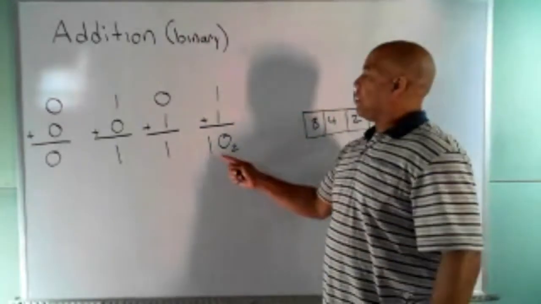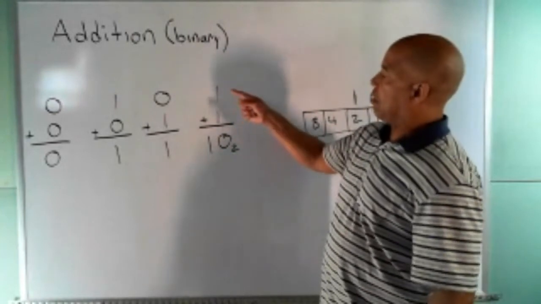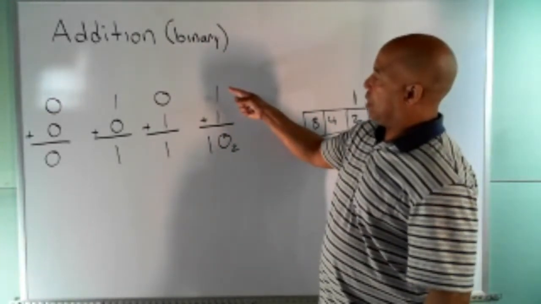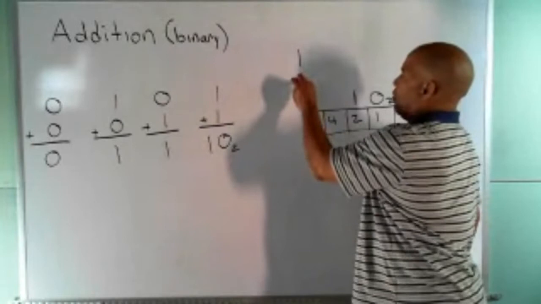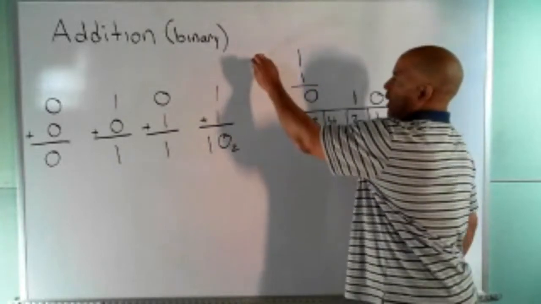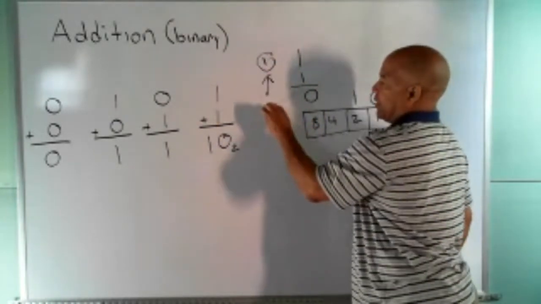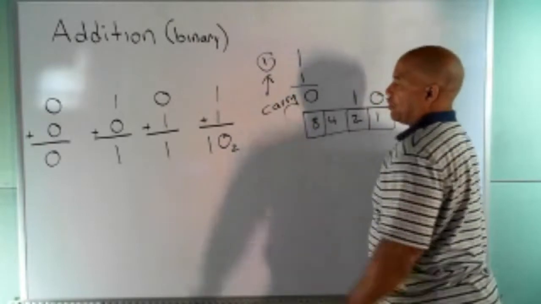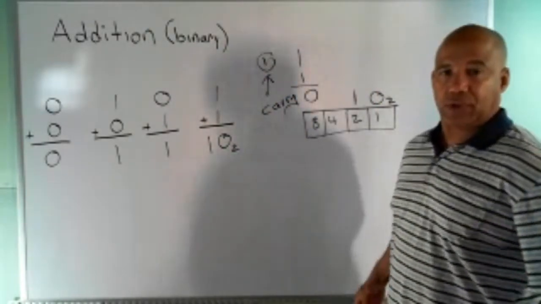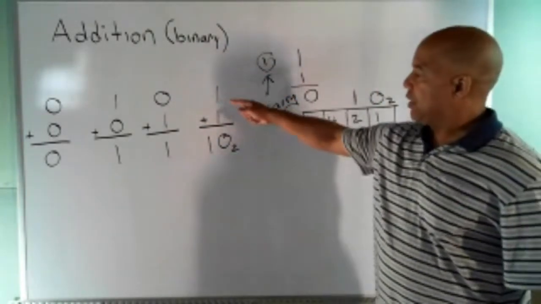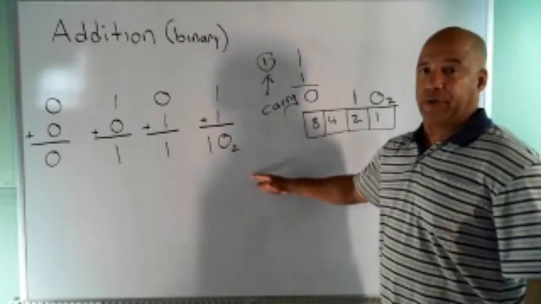So often what you'll see when you see this one here, they'll go, a 1 and a 1 is a 0, and the 1 they'll write off to the side, and they'll call that a carry bit. That's called a carry. So I'm just writing it here so you can see that it's equal to 2. So just remember, a 1 and a 1 is a 2, binary 2.